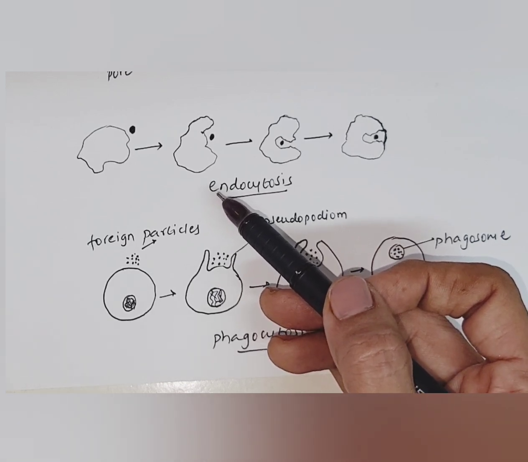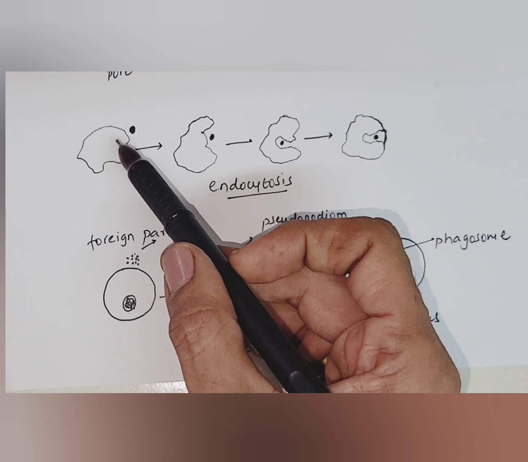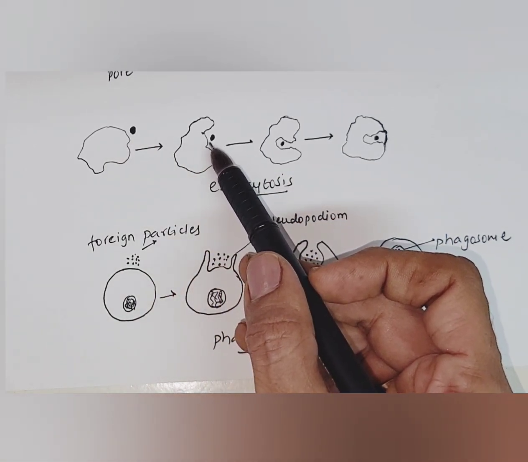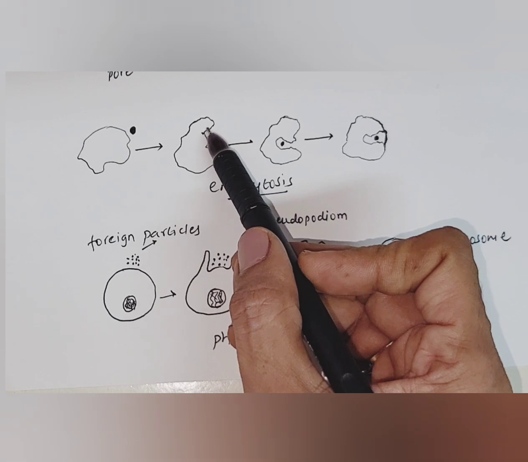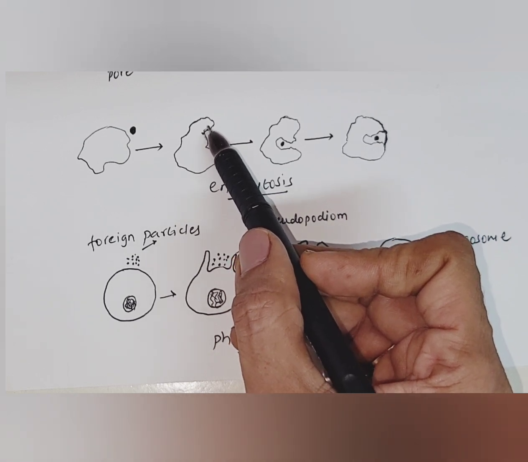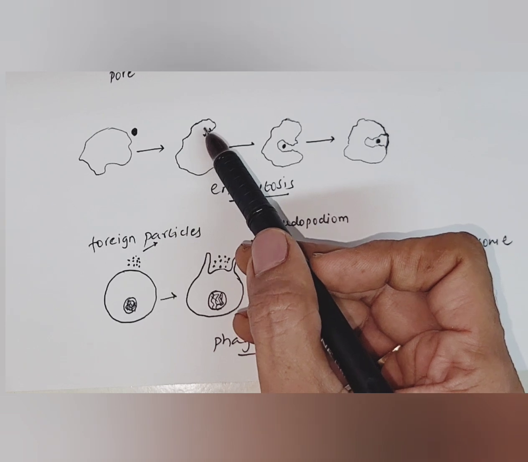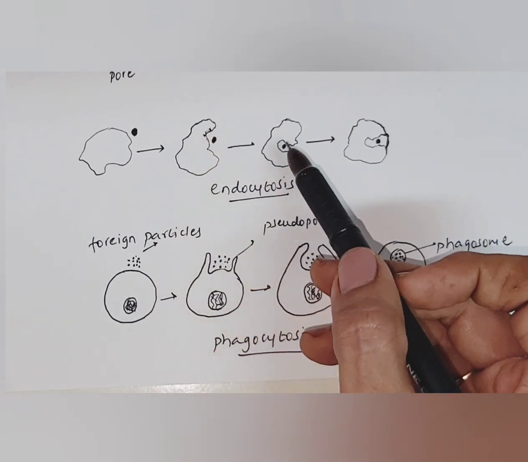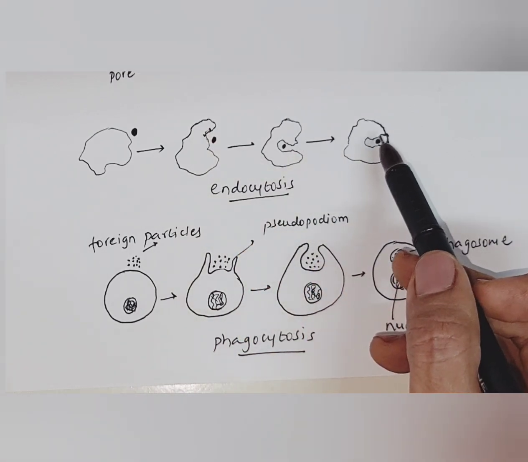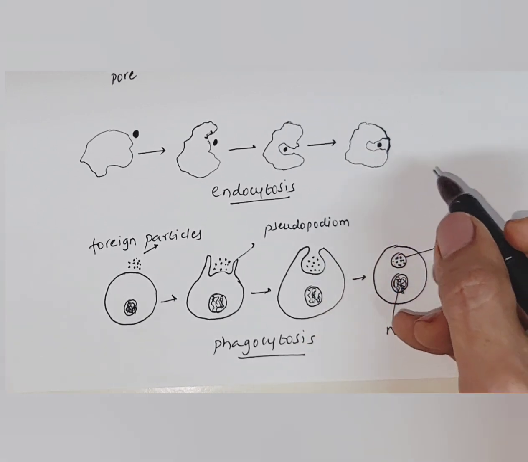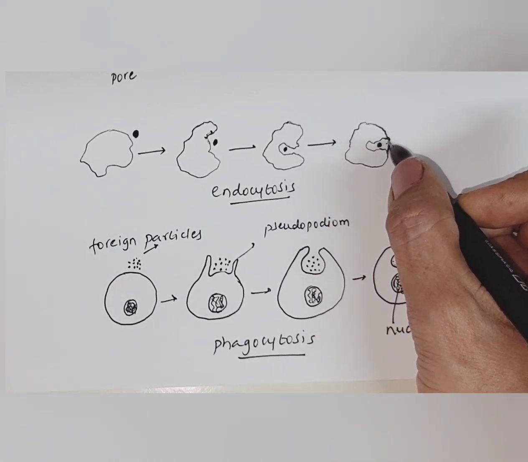Now, how does this happen? This macromolecule, you can see here, first of all binds with the outer surface of the cell membrane. Okay, and there is a depression, or you can say an evagination of the cell membrane, and the droplet is engulfed by the membrane. This engulfed droplet is converted into a vesicle. You can see here this is a vesicle, or it is also known as a vacuole. And this vacuole or vesicle is known as an endosome.